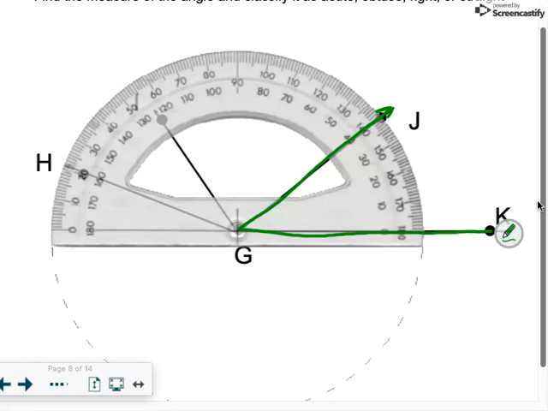What we have to check, notice when it goes through this straight line, it goes through the 0 on the inside here. So we have to use those numbers to figure out our angle, and we would say roughly that angle KGJ is 40 degrees. And we know that if it's greater than 0 degrees and less than 90, this would be classified as an acute angle.